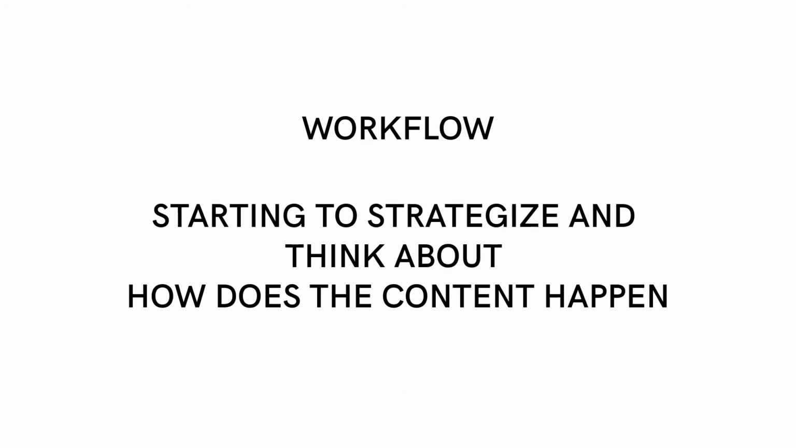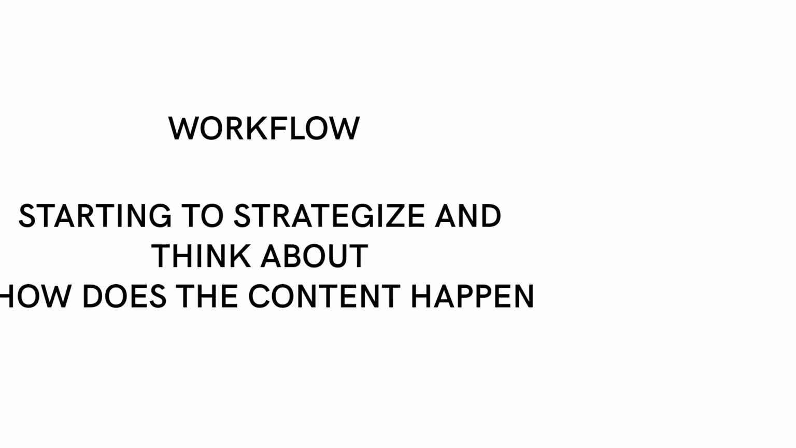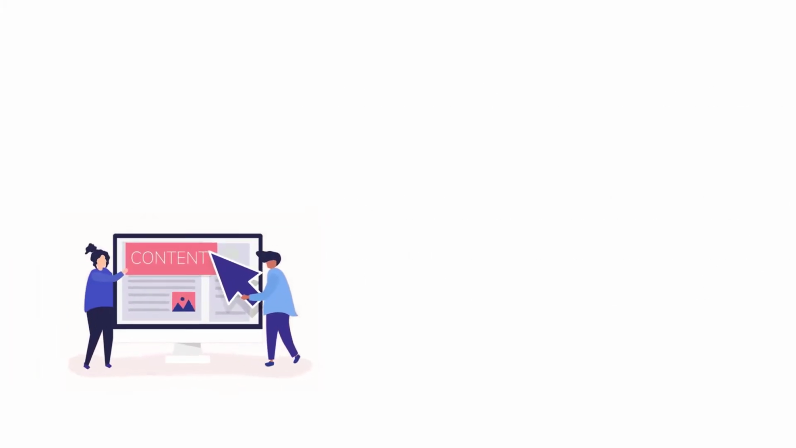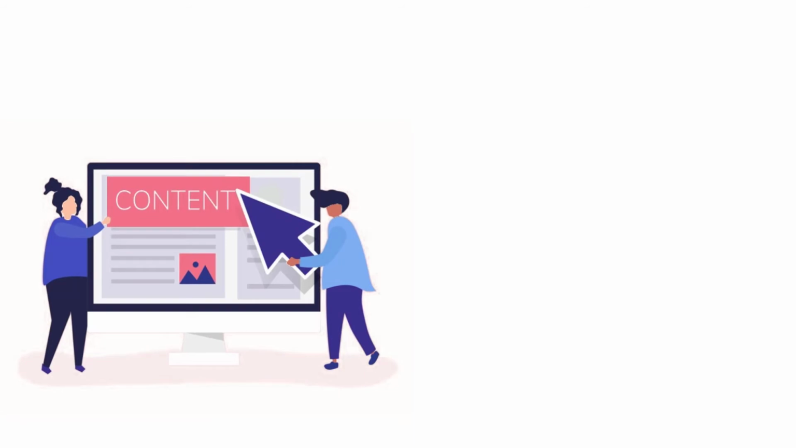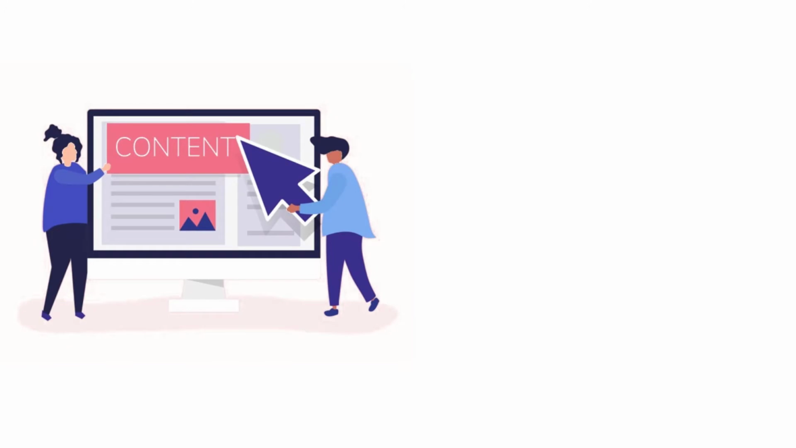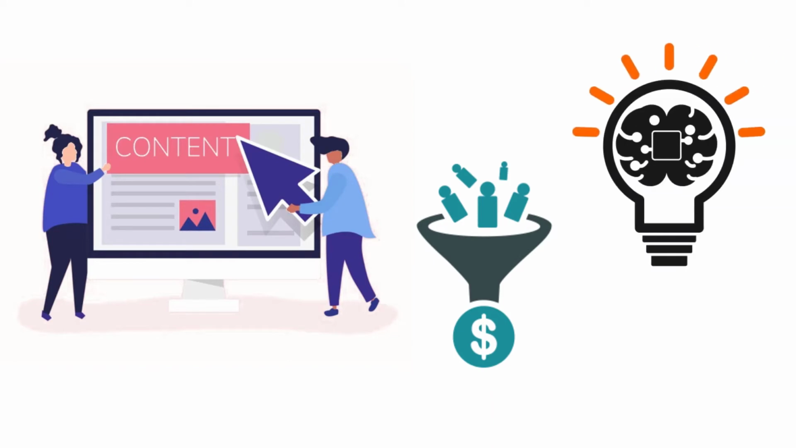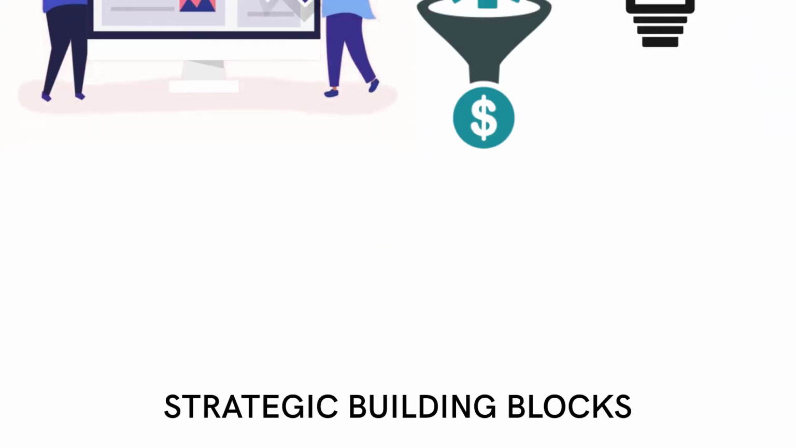It covers two parts, the workflow and governance. Workflow is starting to strategize and think about how the content happens. And governance refers to the policies, guidelines, and standards that need to be set in order to create the content. In the end, content creation and content marketing are not just about putting a product out there for the world to see. It covers a lot of different areas that should be considered before finishing the marketing campaign and turning it into a profitable one. That should already be presented with a planned outcome in mind.